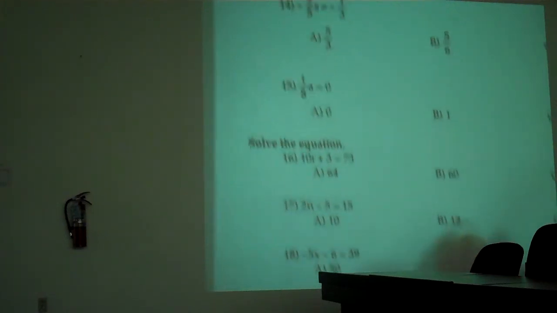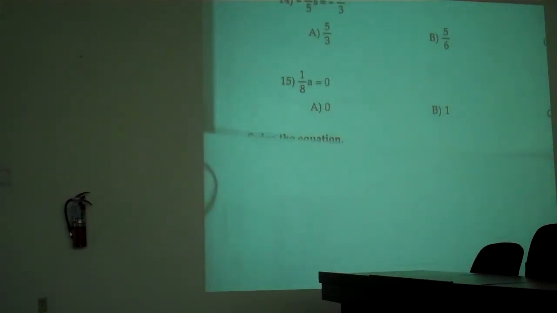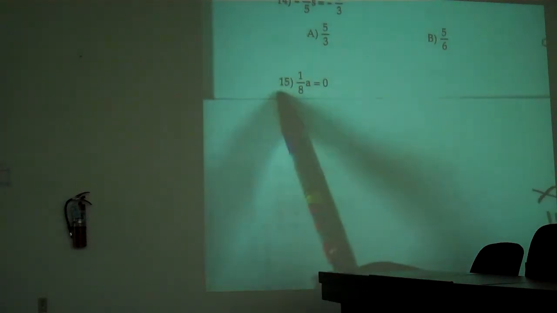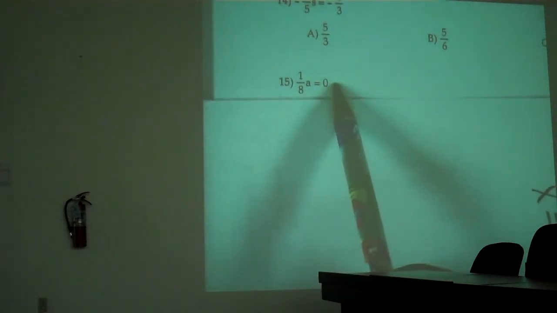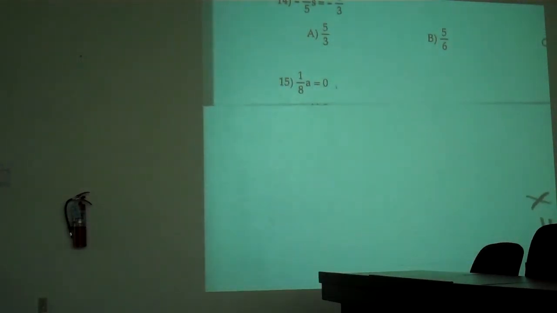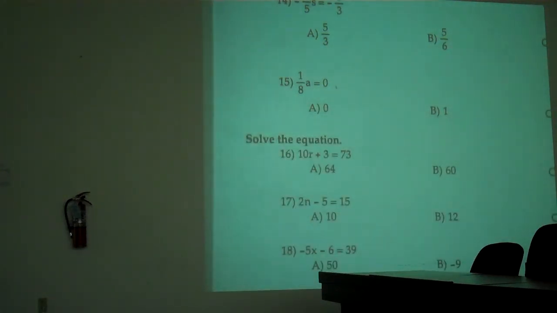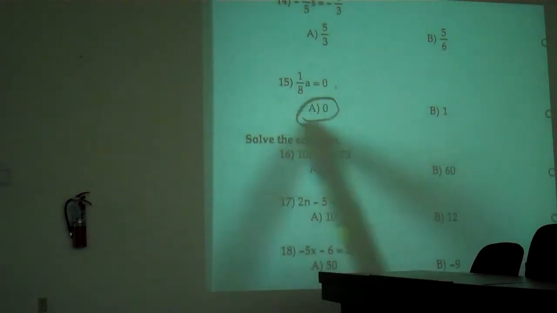And number 15, that's going to be 0, huh? When you multiply each side, both sides times 8, 8 times 8 here, times 8 here, 0 times 8 is 0. So 15 is just 0.